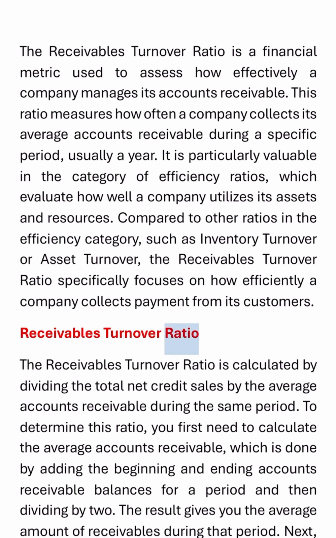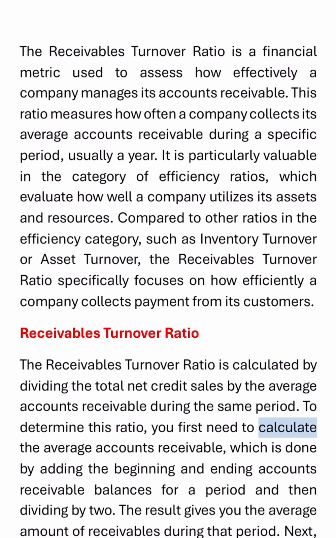Receivables turnover ratio. The receivables turnover ratio is calculated by dividing the total net credit sales by the average accounts receivable during the same period. To determine this ratio, you first need to calculate the average accounts receivable, which is done by adding the beginning and ending accounts receivable balances for a period and then dividing by 2.